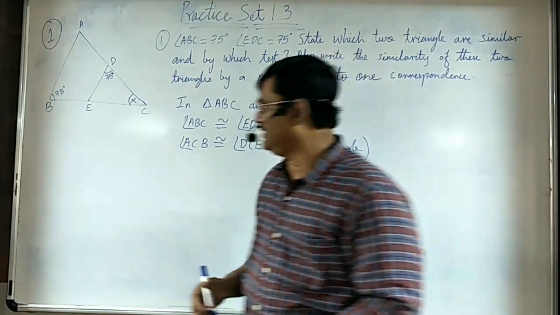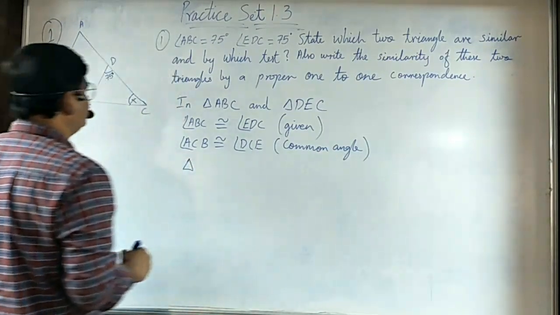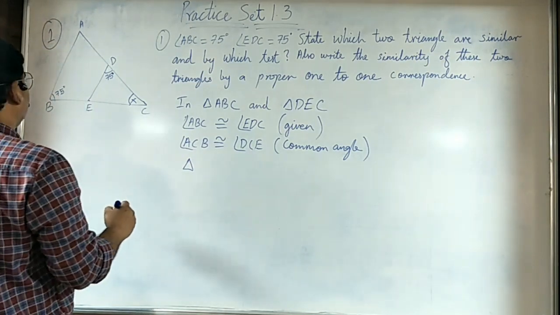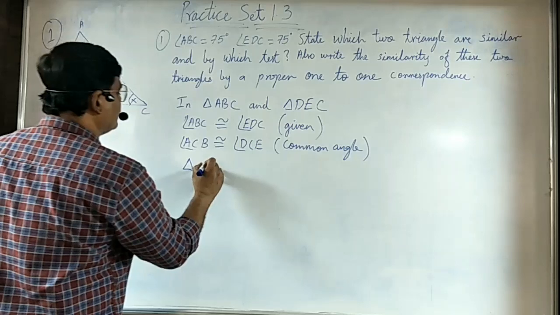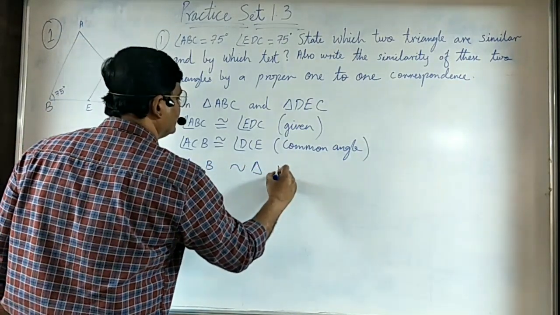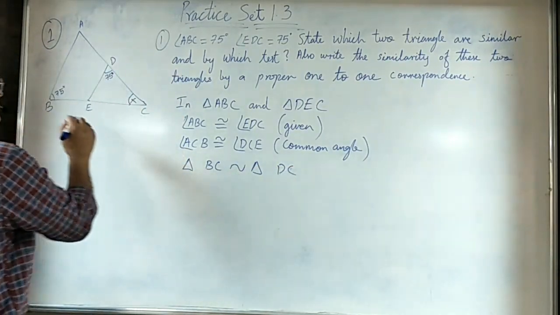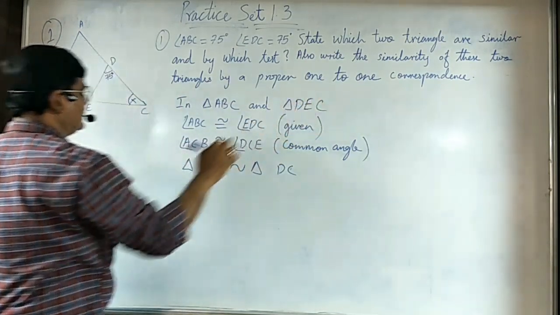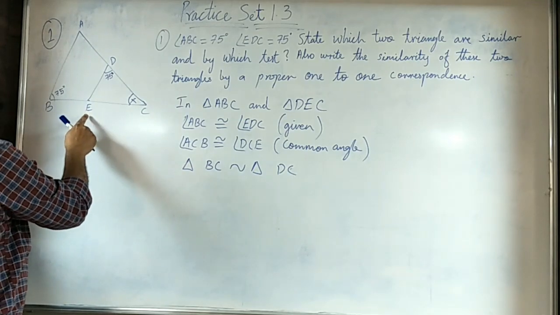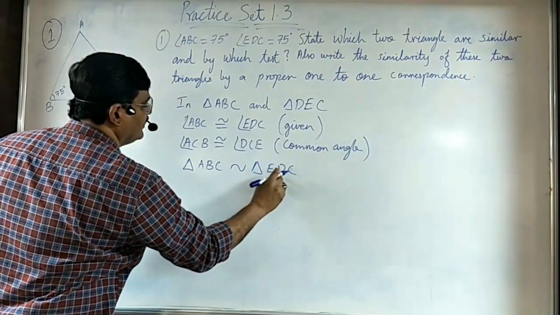So can I say that triangle ABC and triangle DEC are similar by the AA test? How to write that? Here we have written that B is congruent to D. And then you have C, and C is the common angle, because I am writing by a proper one-to-one correspondence. Angle B is congruent to angle D, and C is congruent to C. So what will be that? A will be congruent to E. A will be congruent to E.